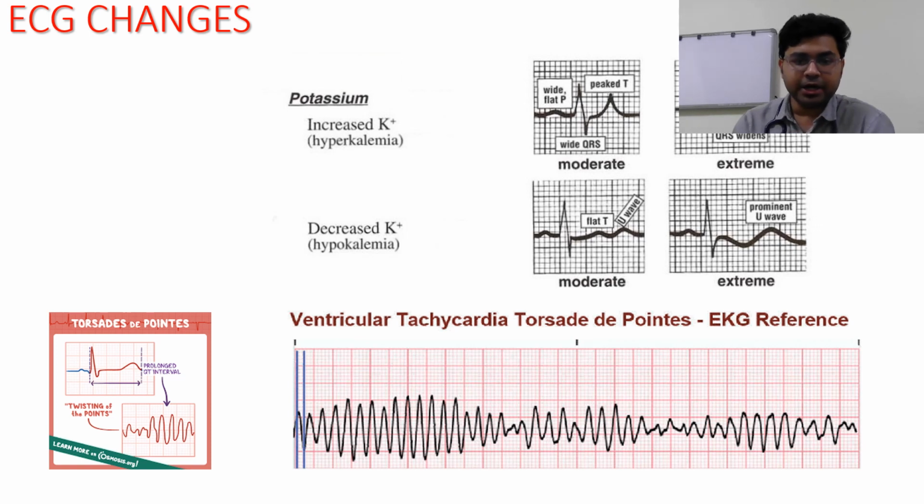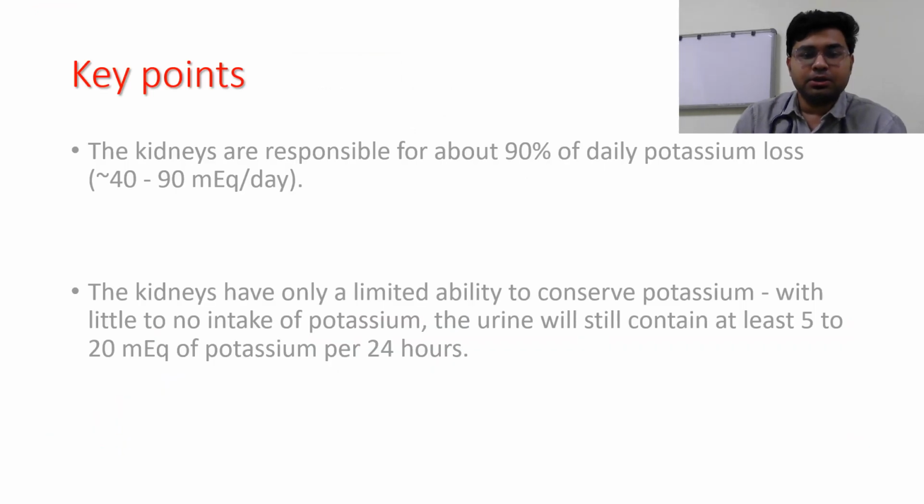So ventricular tachycardia induced by hypokalemia will have torsades de pointes in them, whereas ventricular tachycardia due to hyperkalemia will not have torsades de pointes in them. So key point, it is a very important thing to keep in your mind that the kidneys are responsible for about 90% of daily potassium loss.